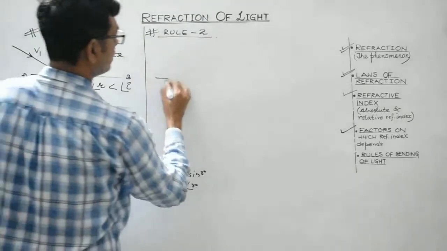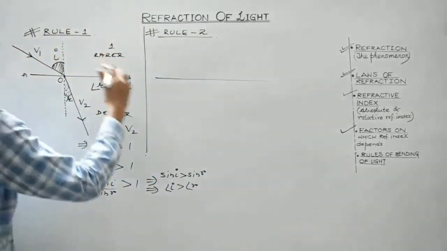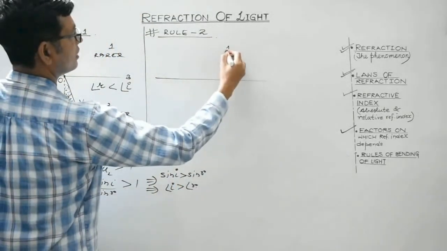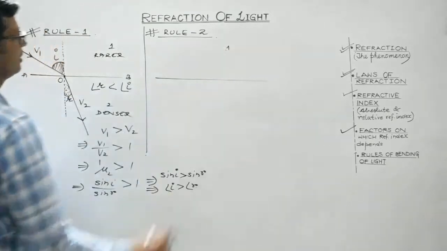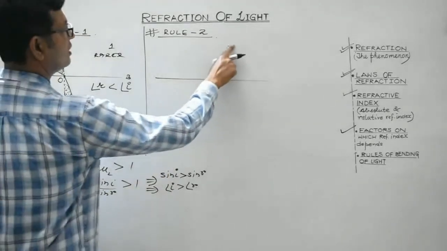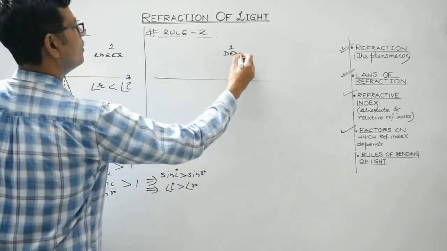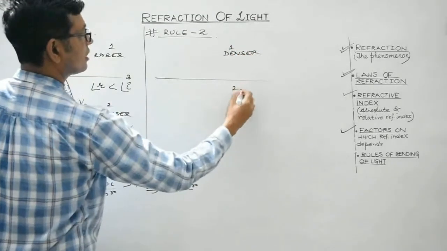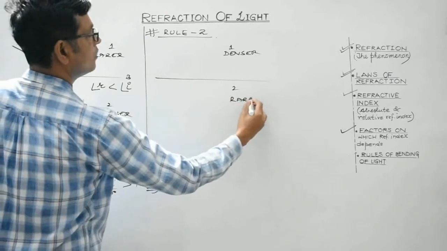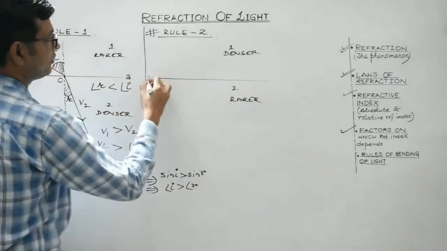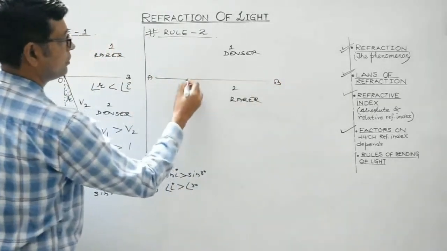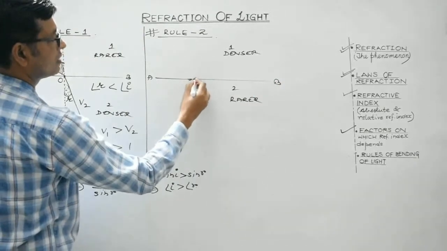Now what to do is, let's interchange the medium. Suppose in this case, this is medium 2, or rather, suppose it's considered to be the denser medium, and let us consider this to be the rarer medium. Let's consider this to be the interface AB. This is the point where the refraction is to be studied.